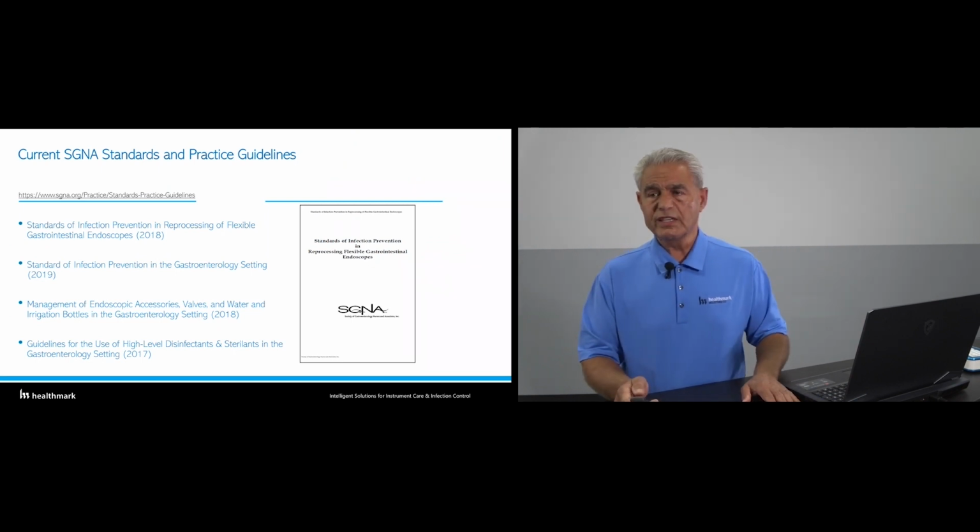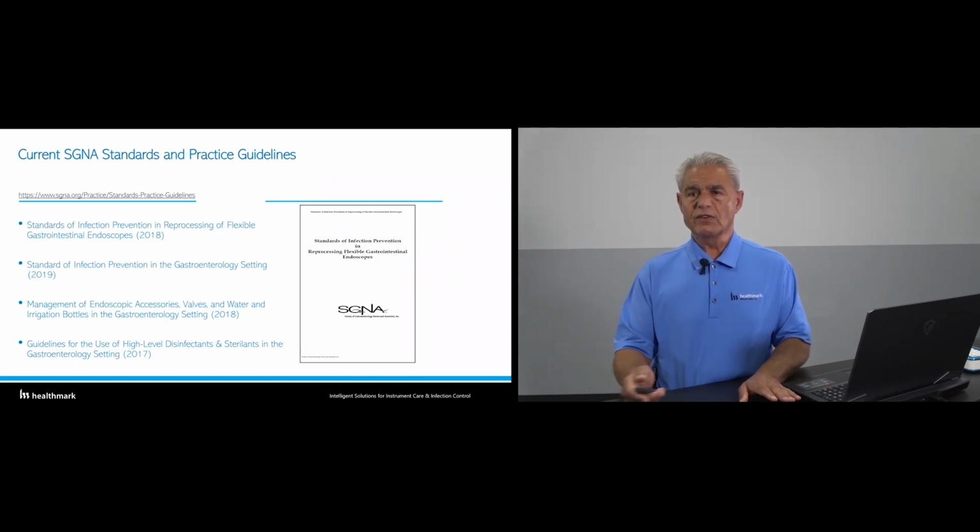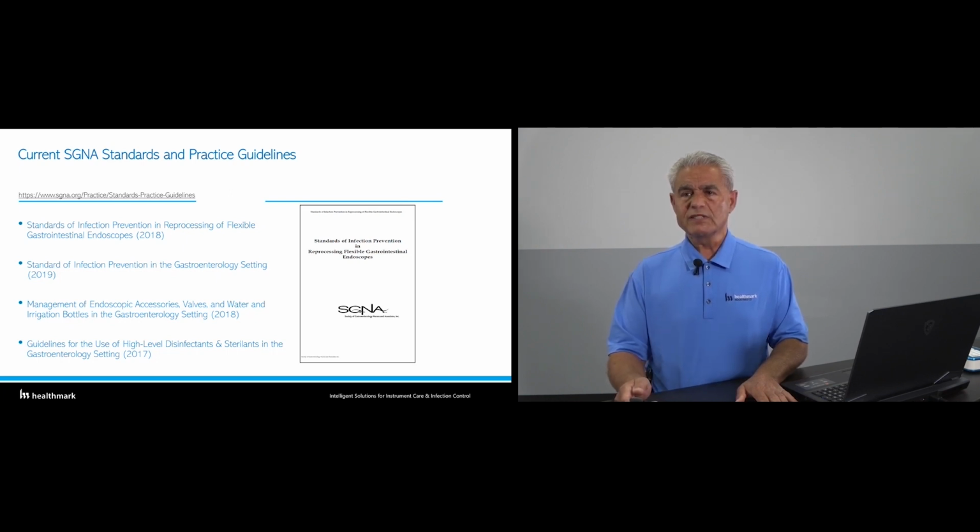Again, looking at the SGNA standards, there are several standards and practices in place. For example, the standard of infection prevention and reprocessing of flexible endoscopes was published in 2018. You have a standard of infection prevention in the endoscopy setting, 2019. And management of endoscope accessories, valves, and water irrigation bottles was published in 2018, and guidelines for use of high-level disinfection and sterilant in the GI setting was published in 2019.